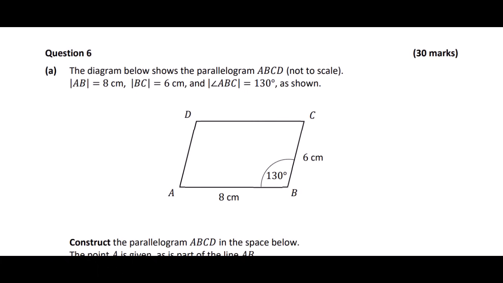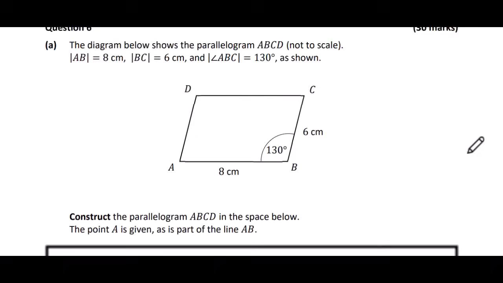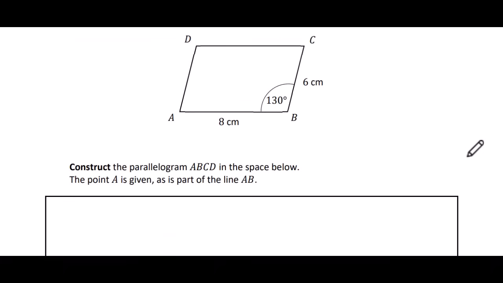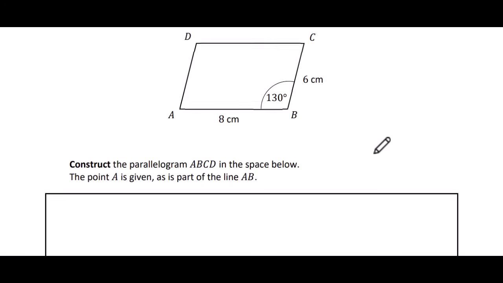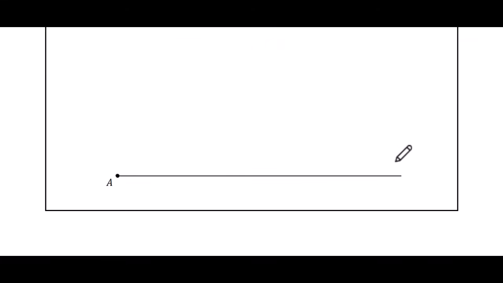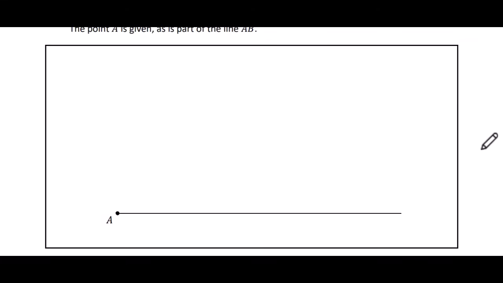Now the diagram below shows the parallelogram ABCD, which is not to scale. AB is 8, BC is 6, and the angle here is 130. Construct the parallelogram ABCD in the space below. The point A is given, so we're already given this point here, as is part of the line AB. So this is the line AB here. Okay, so we've got to construct this parallelogram.